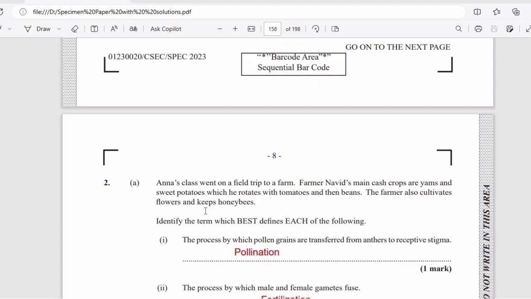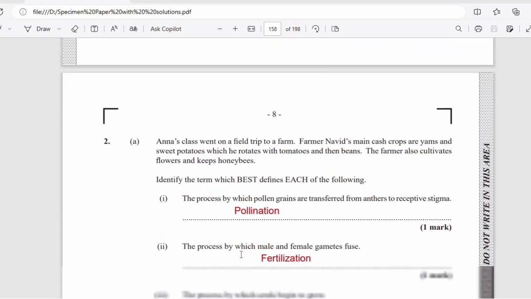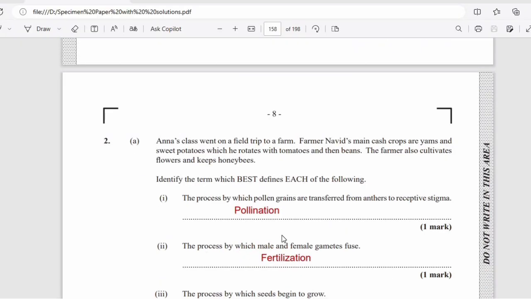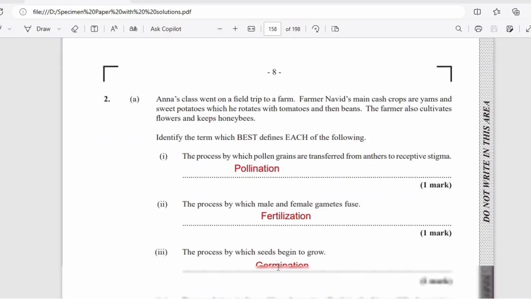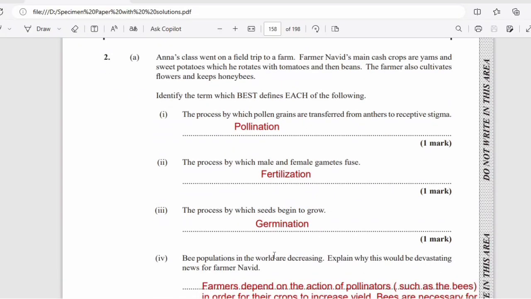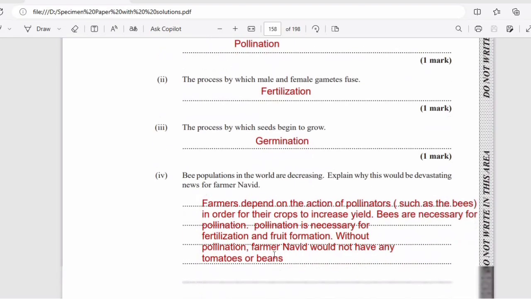The process by which pollen grains are transferred from anthers to receptive stigma. Pollination would be the answer for that. The next one, the process by which male and female gametes fuse. Fertilization would be the correct answer for that one. And the process by which seeds begin to grow would be germination, and that's for 1 mark. So guys, do not sleep on reproduction and germination and growth. Those are topics that you might just see in your exam.